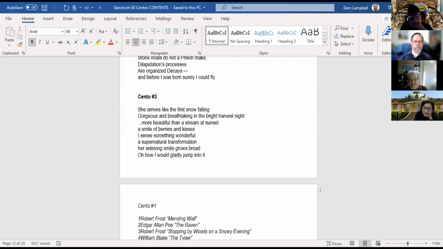Oh, okay. Do the Spectrum Poets. Yeah. Okay, cento number 3. She arrives like the first snow falling, gorgeous and breathtaking in the bright harvest night, more beautiful than a stream at sunset, a smile of berries and kisses. I sense something wonderful, a supernatural transformation. Her sidelong smile grows broad. Oh, how I would gladly jump into it.